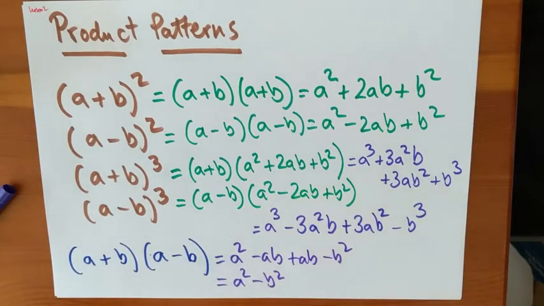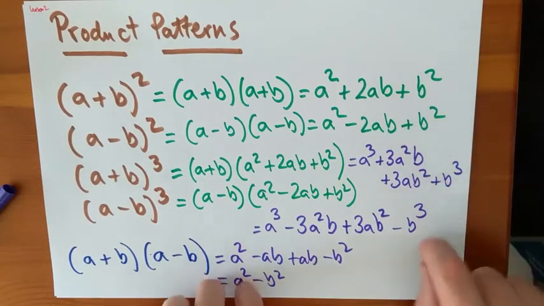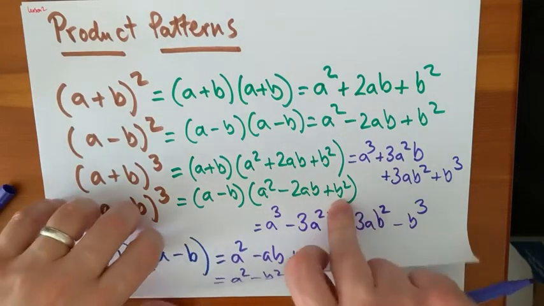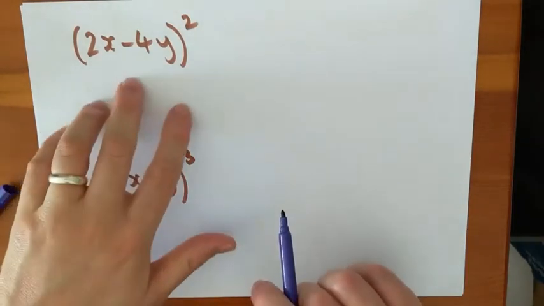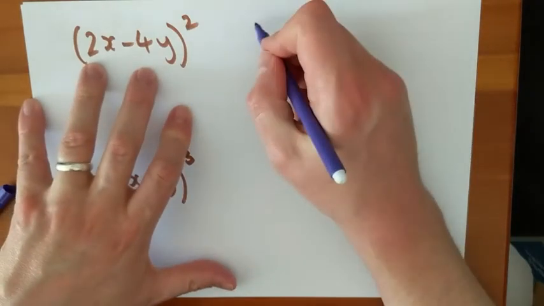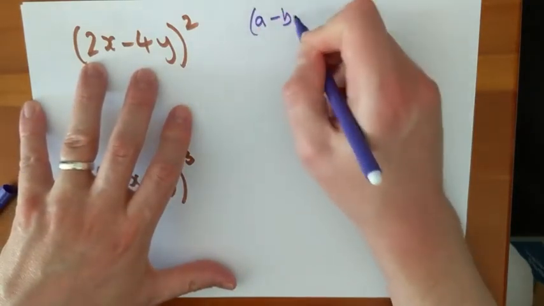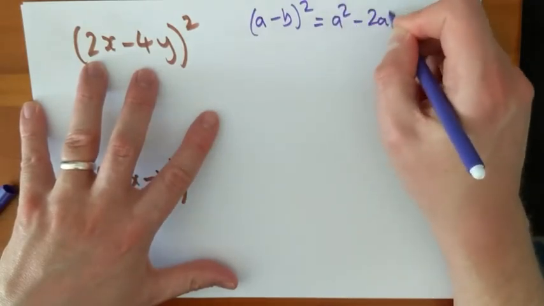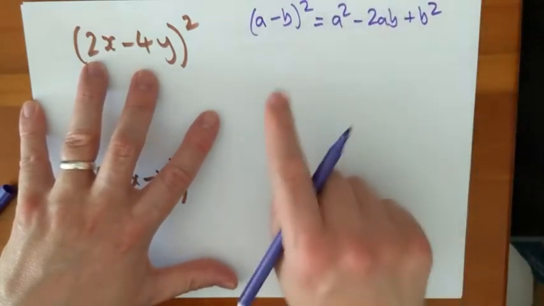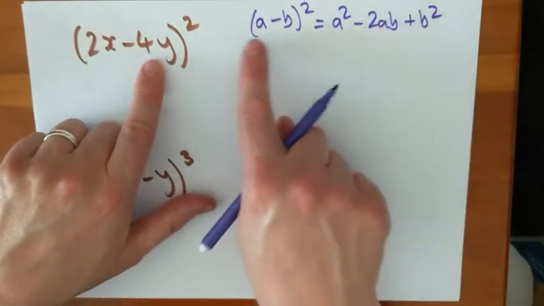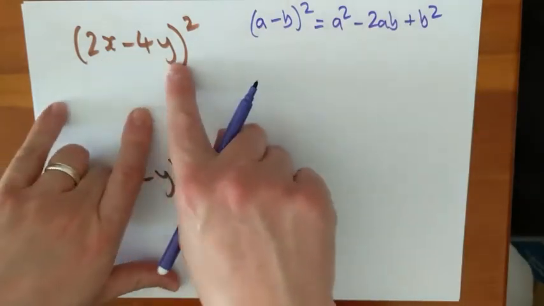And that means part of the reason we do this is that if you can spot these patterns, you can factorize them back into the brackets later on. Okay, let's have a look at some examples. So this here is something take away something all squared. So it's following the pattern of a minus b all squared, which has the pattern a squared minus 2ab plus b squared. Here, instead of an a, we've got 2x, and instead of a b, we have 4y. But we can use this pattern to help us simplify this expression.